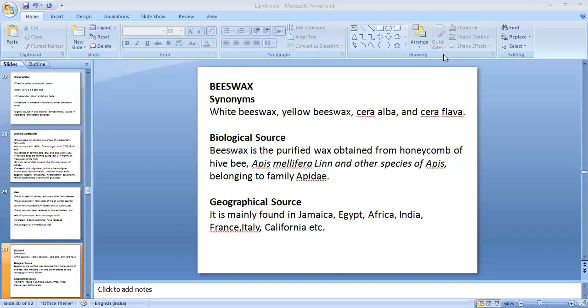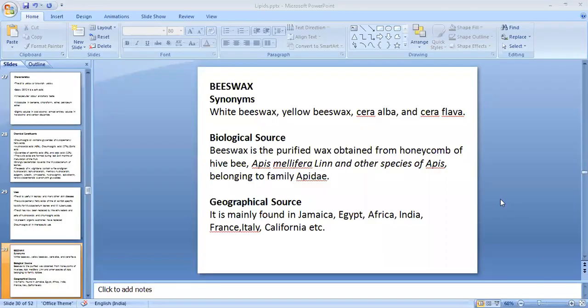When you come to the biological source, it is the purified wax obtained from the honeycomb of the hive bees, that is Apis mellifera, Apis dorsata, and other species of Apis belonging to the family Apidae. Geographical source: it is mainly found in Jamaica, Egypt, Africa, India, France, Italy.